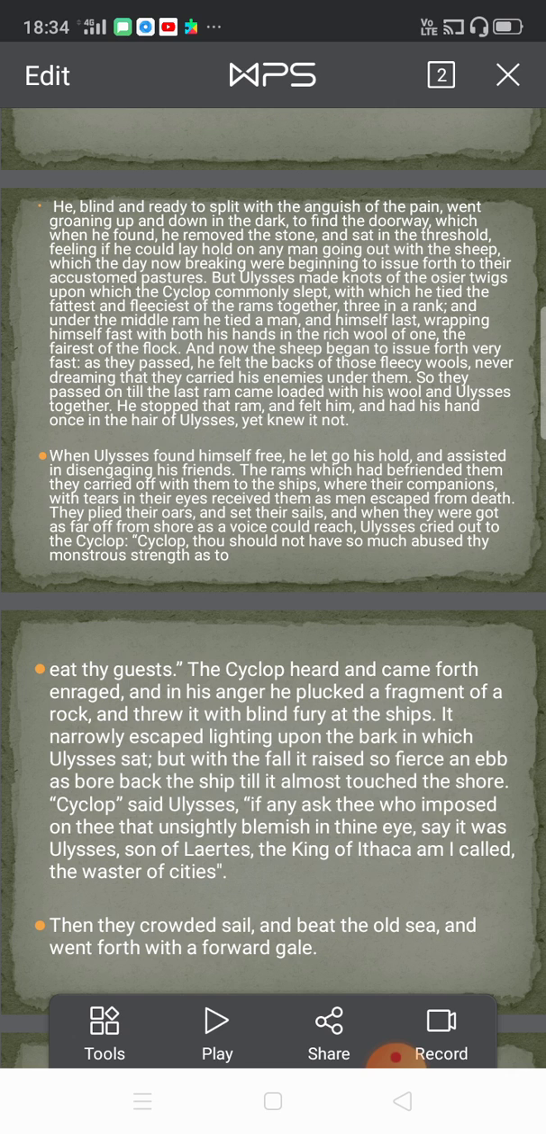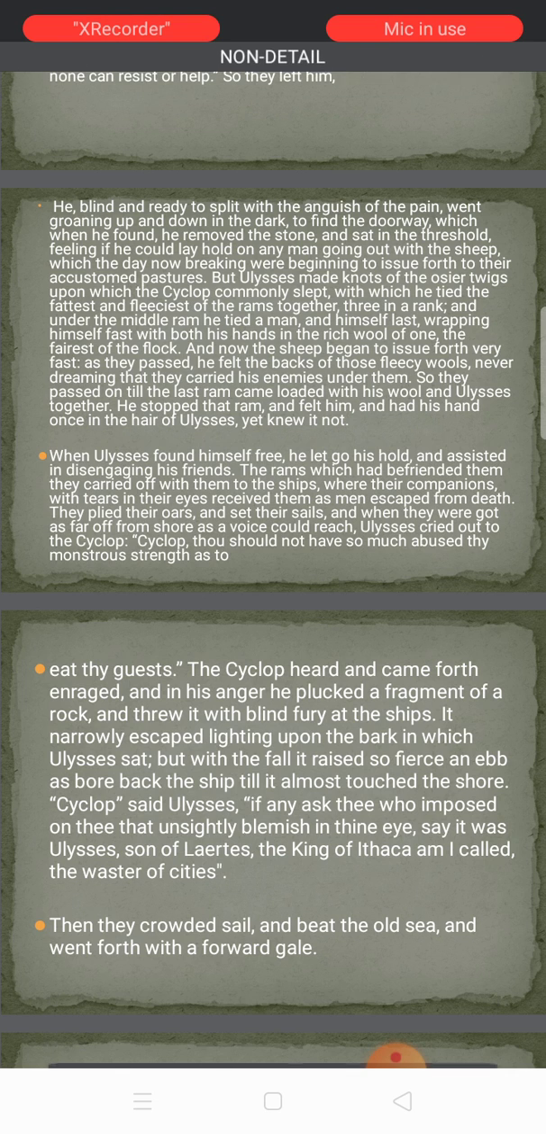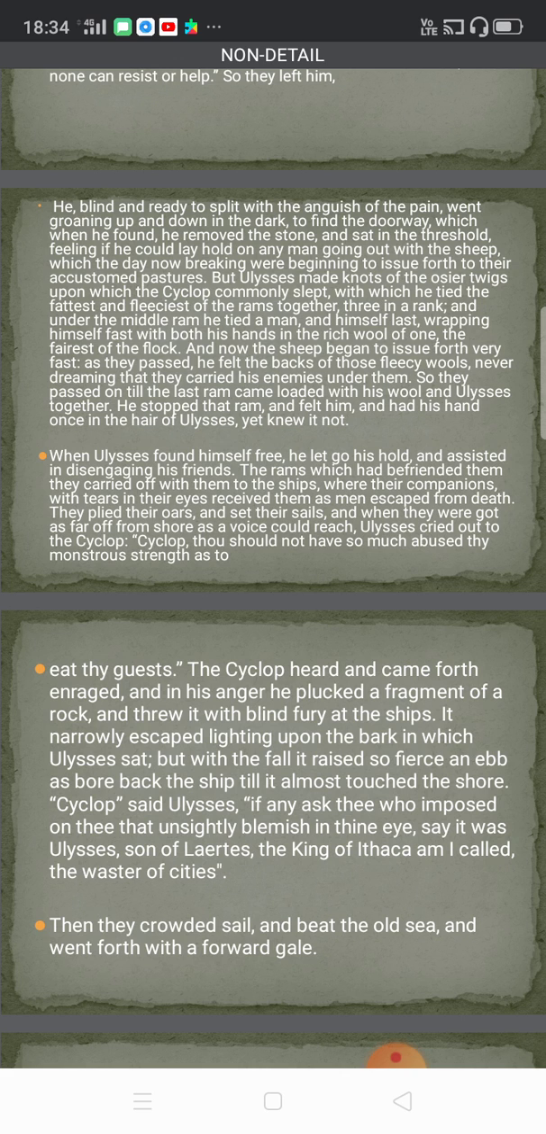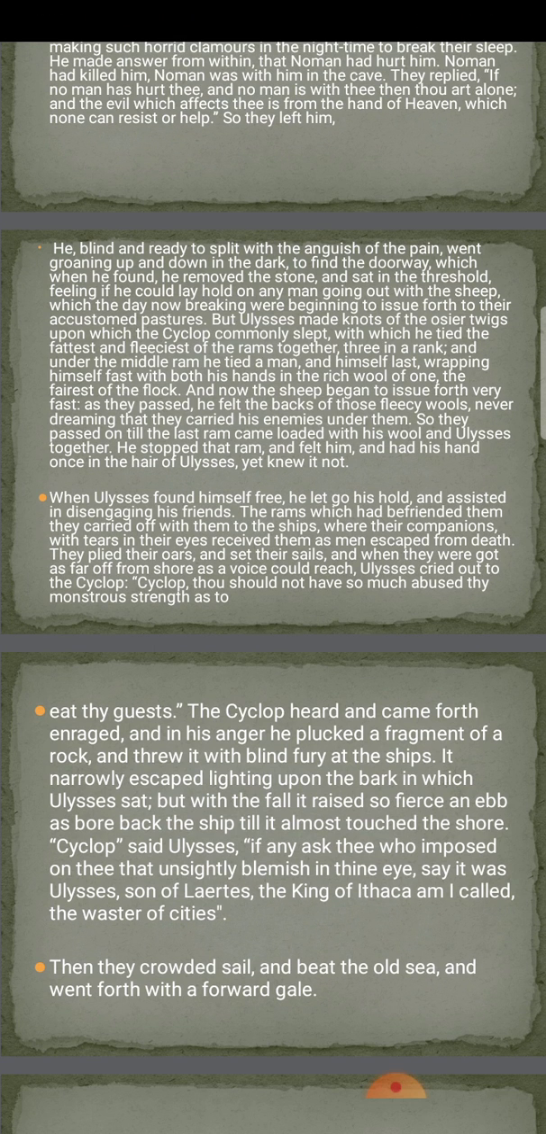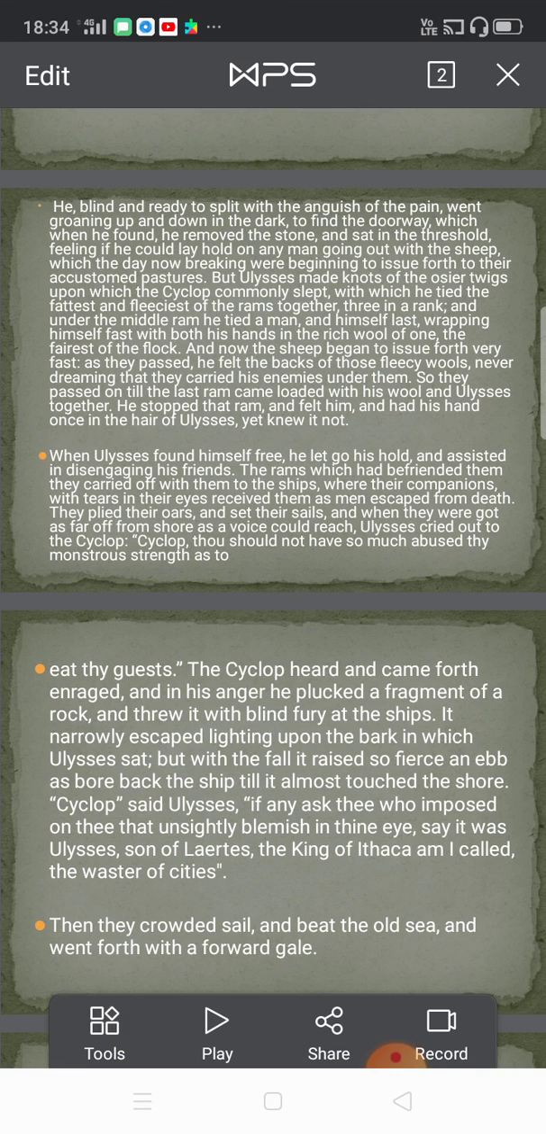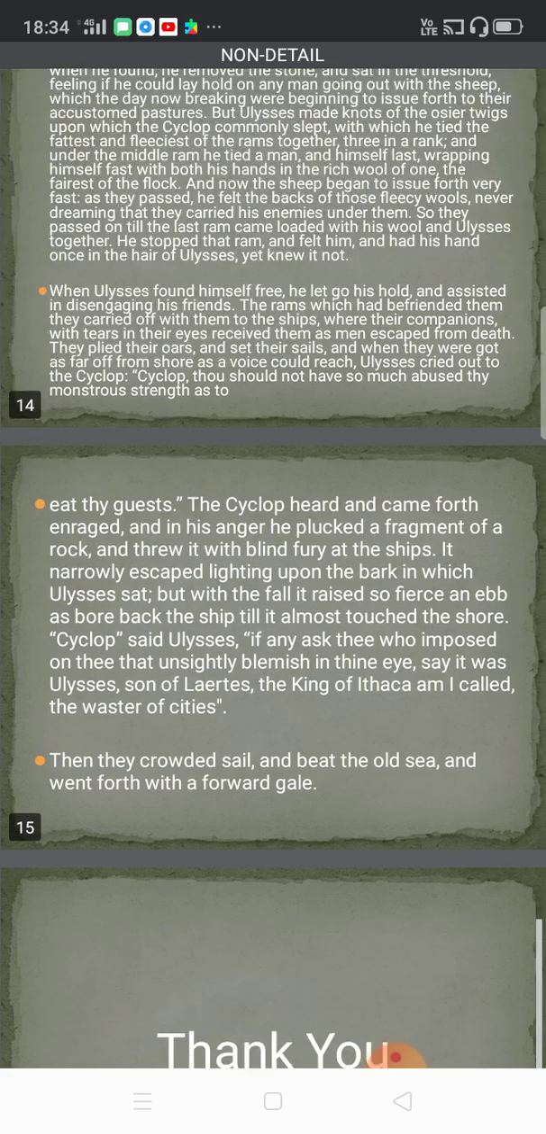So he says, I am the waster of cities, and my father is Laertes, king of Ithaca, and I went for the war and other adventures also. So I am returning home safely. If anyone asks why you lost your eye, you tell that it was Ulysses, son of Laertes, the king of Ithaca. Then they crowded sail and beat the old sea and went forth with a forward gale.